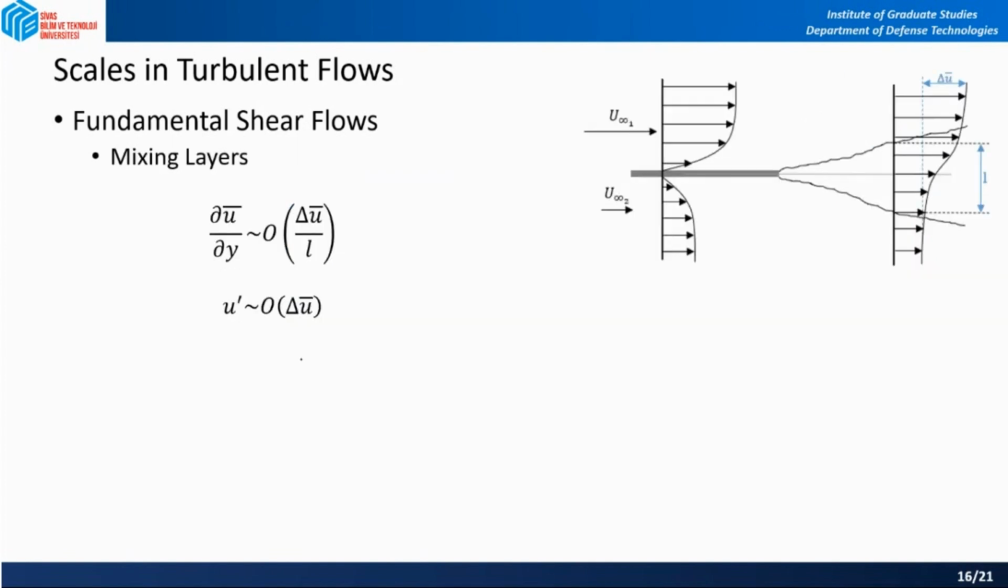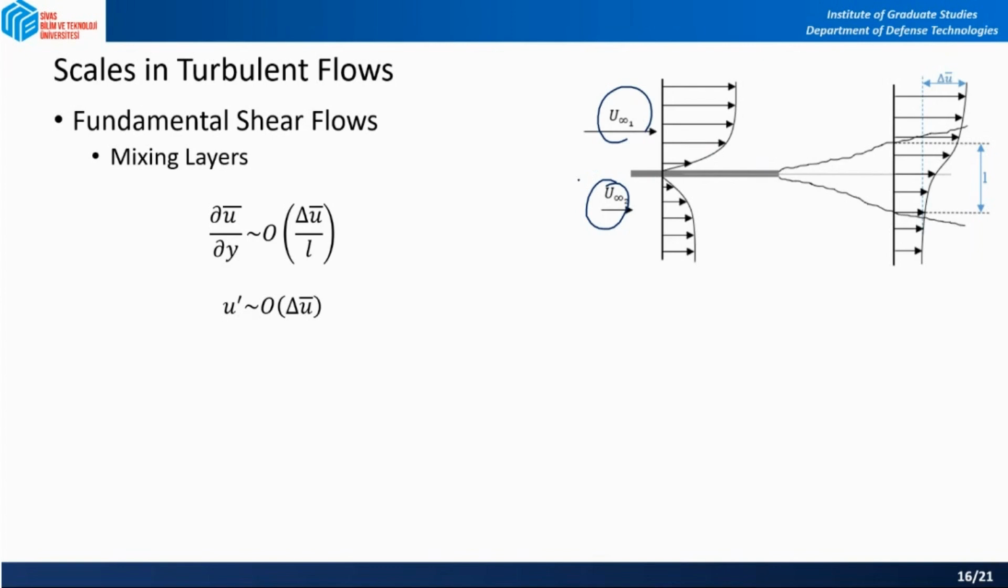Next shear flow is the mixing layer. So these are all free shear flows. So what is a mixing layer? Let's say we have a plate that is separating two flows. You have one flow from the top, one flow from the bottom. The top one has a high velocity. The bottom one has a low velocity.